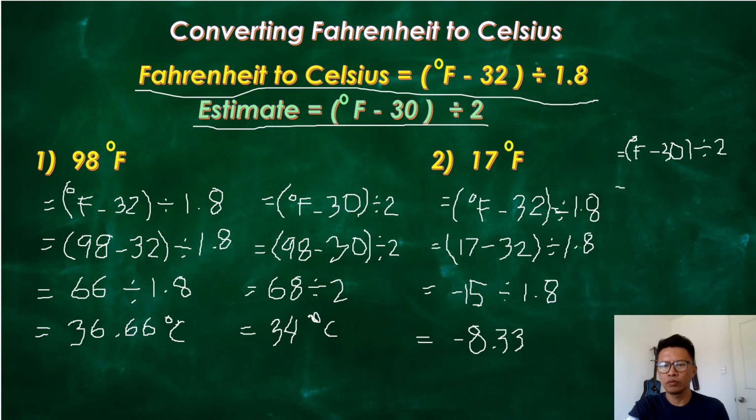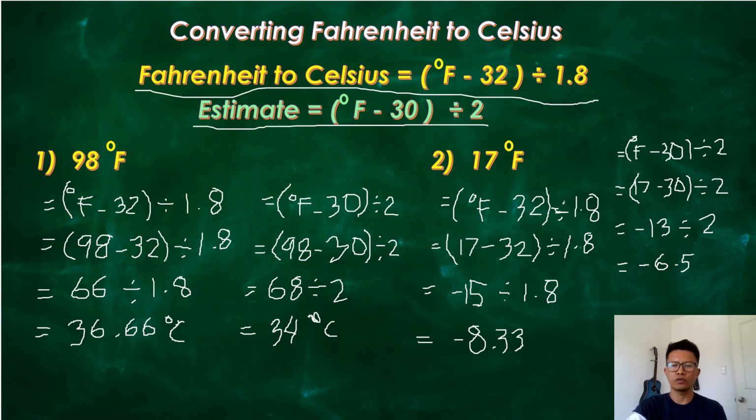Alright, so in estimation, we have degree Fahrenheit minus 30 divided by 2. Okay, that is equal to 17 minus 30 divided by 2. Alright, 17 minus 30 will give us an answer of negative 13. Okay, and then divided by 2, this will give us an answer of negative 6.5. Okay, so this is how to convert Fahrenheit to Celsius.